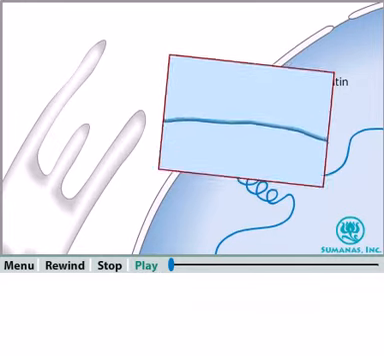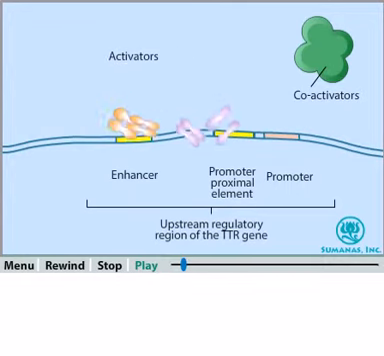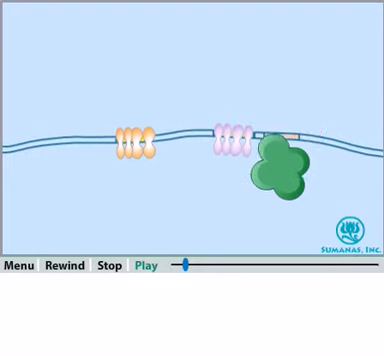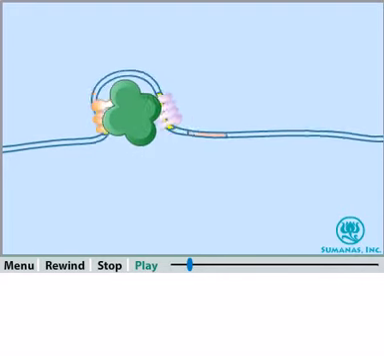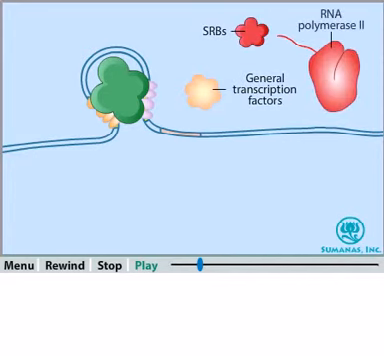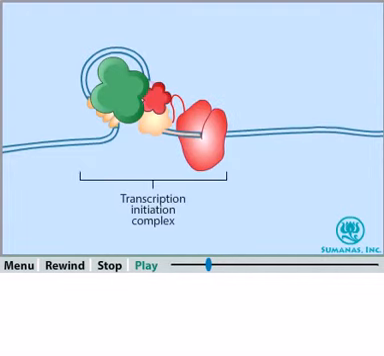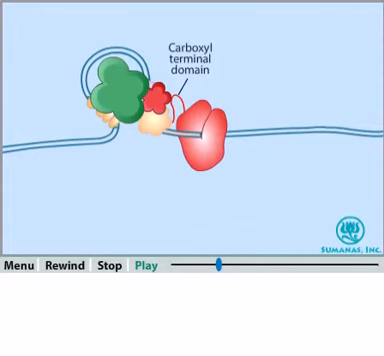Synthesis of an mRNA begins in the nucleus. There, transcription factors and coactivators bind to enhancer sequences. These factors are joined by general transcription factors, SRBs, and RNA polymerase II at the promoter to assemble a transcription initiation complex. When transcription begins, the carboxyl terminal domain of Pol II becomes heavily phosphorylated.